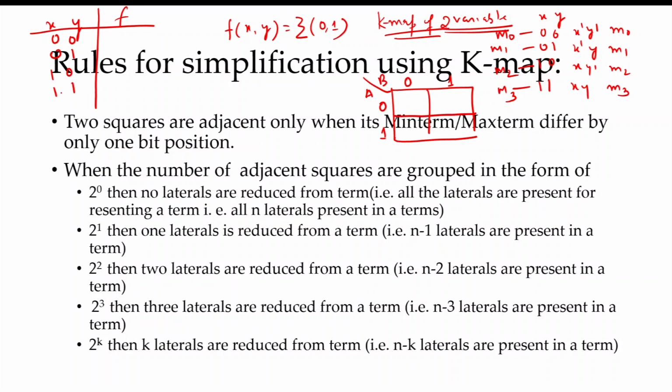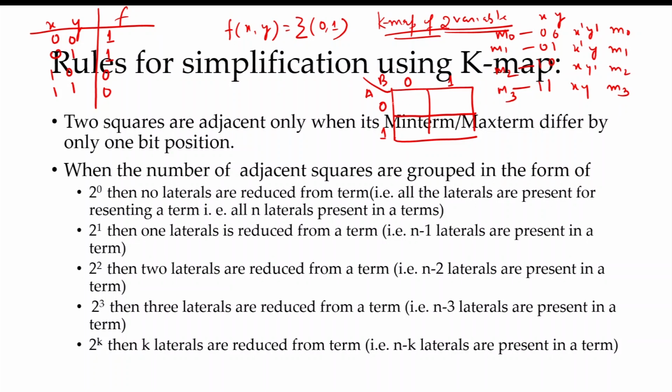This represents minterm 0, and this minterm is present here in the SOP representation of the function. This means this value is 1. Similarly 0 1 represents minterm 1, this is also present here, this means this value is also 1, this is 0, this is 0. So minimization is possible here.